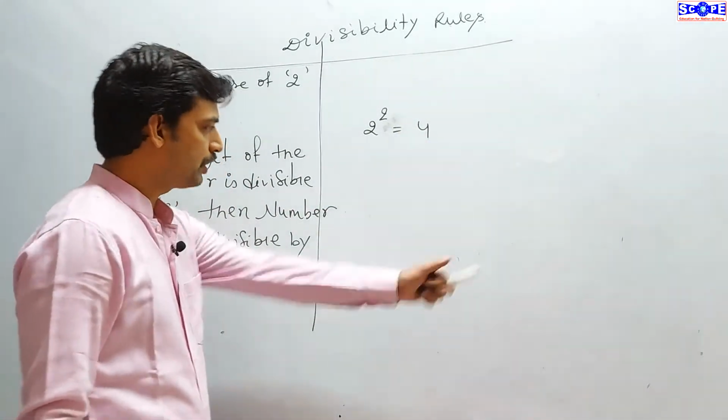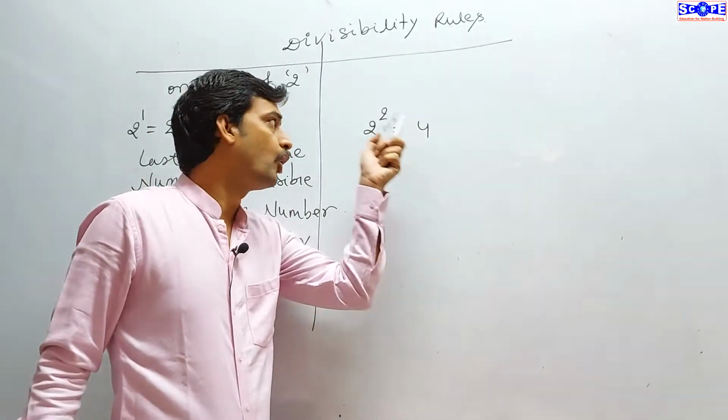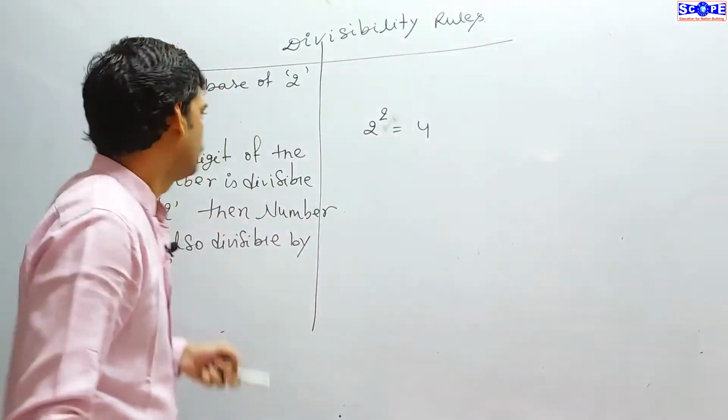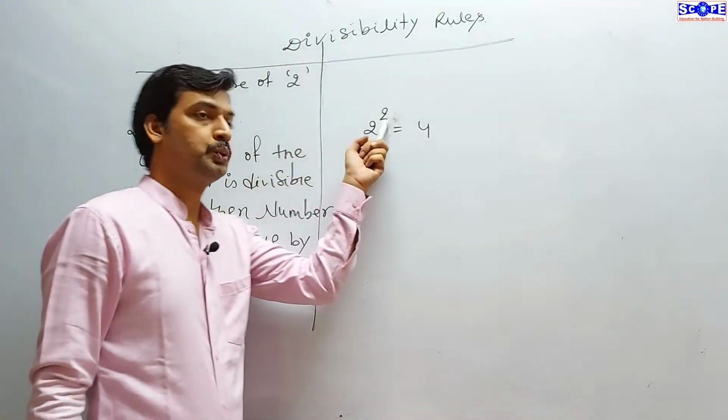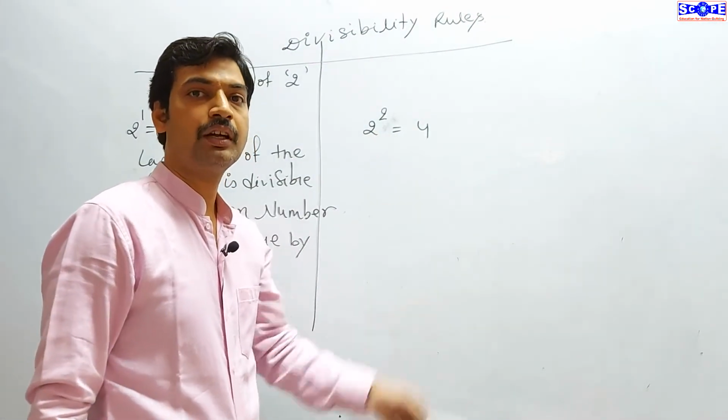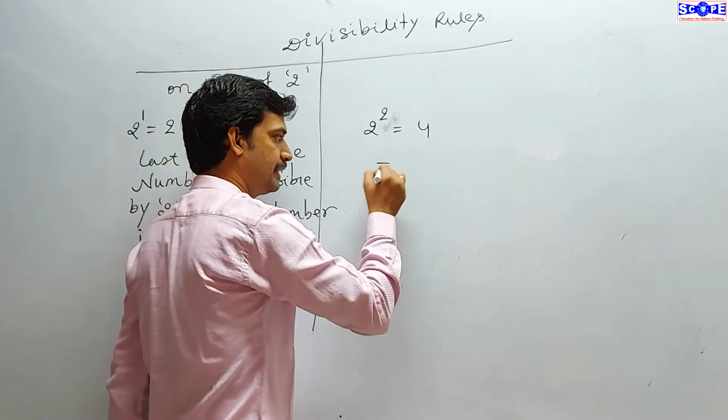When we talk about 2 raised to 2, that becomes 4. So now the divisibility rule of 4 becomes what? How many powers do we have? 2 powers. When there was 1 power, we used the last digit. When there are 2 powers, then we should use what? The last 2 digits. So I'll write it down.